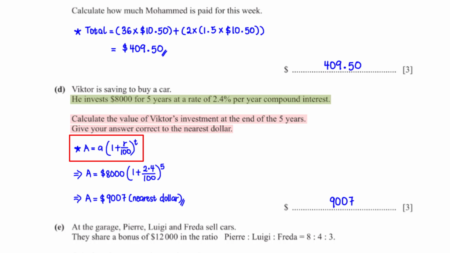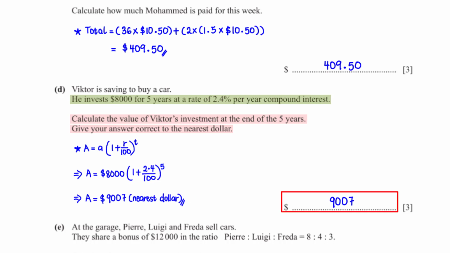Here is the formula for compound interest. Big A represents the final value of his investment, which is what we are finding. Small a represents the initial amount he invested, which is $8,000. R is the rate, which is 2.4%, and T is the time duration in years for the investment, which is 5. When we type this into the calculator, we get $9,007 rounded to the nearest dollar.